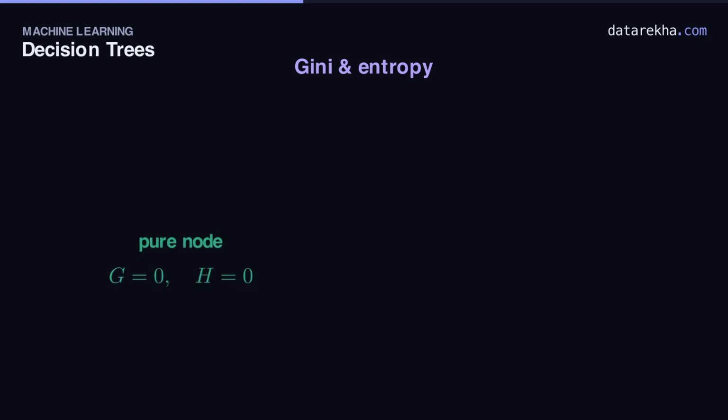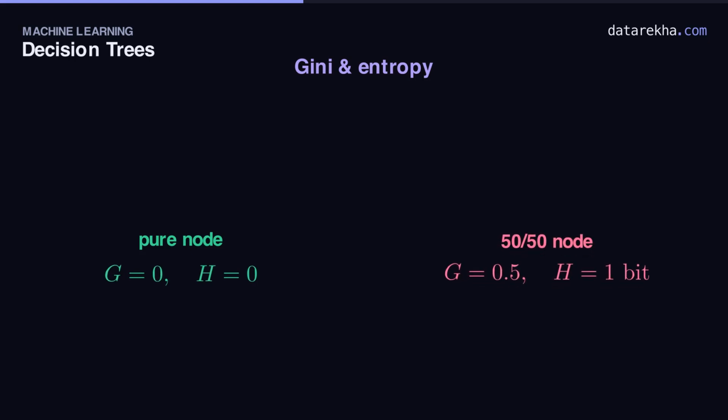Two anchor facts to memorize. A pure node scores 0 on both. Nothing mixed at all. And a 50-50 node hits each measure's ceiling. Gini 1/2, entropy exactly 1 bit. Gini needs no logarithms, so it's a touch faster. Entropy is the information theory purist's choice. In practice, they pick almost the same splits.